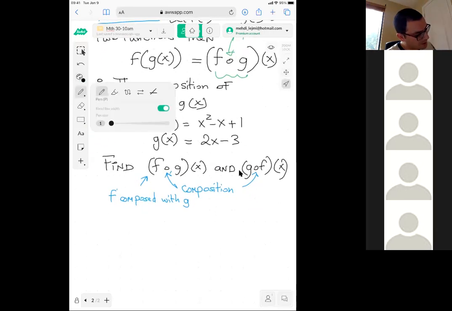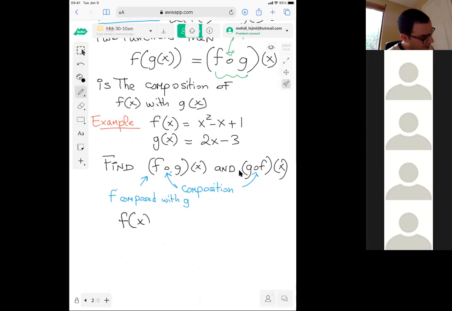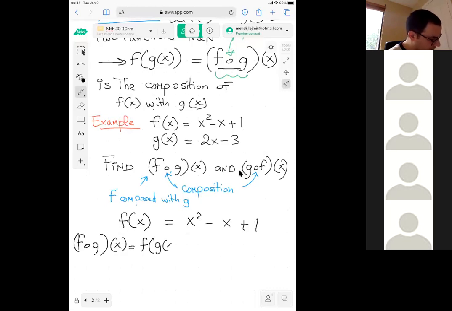So my f of x is x squared minus x plus 1, right? Now I want to compute f composed with g. So I want to compute this thing here, f composed with g. So this is the notation for f composed with g. That will be f of g of x.